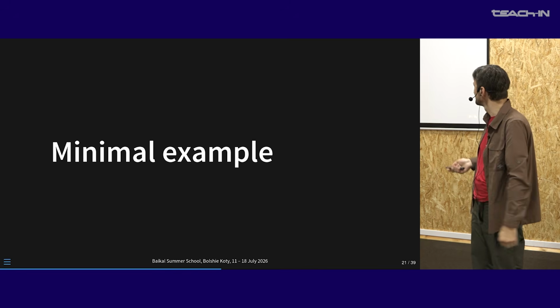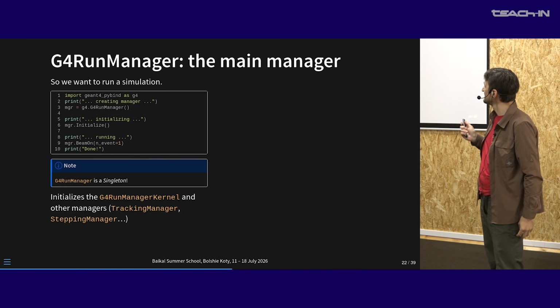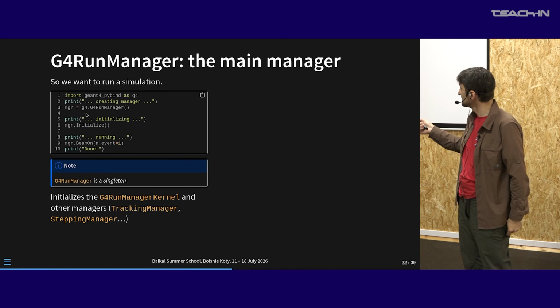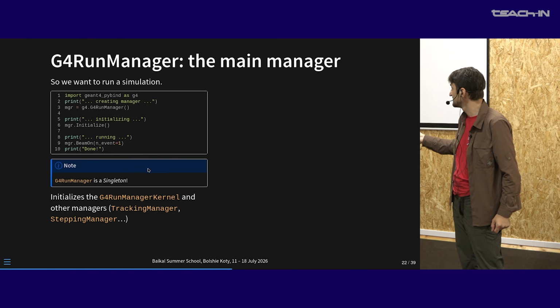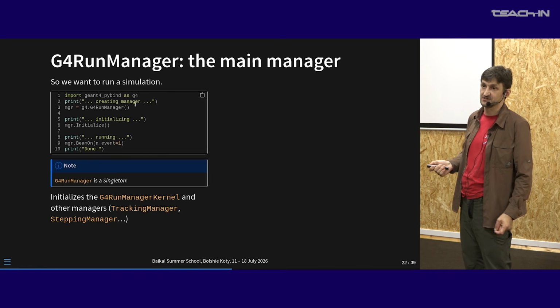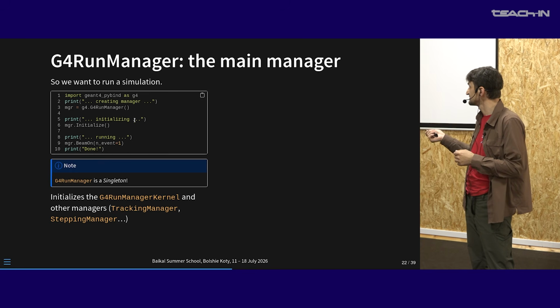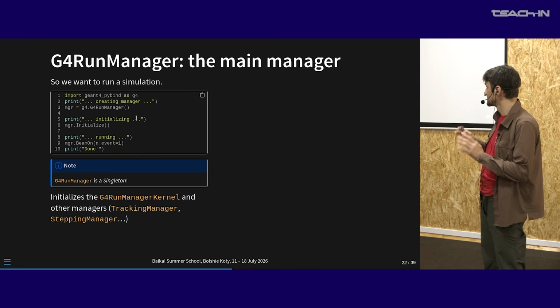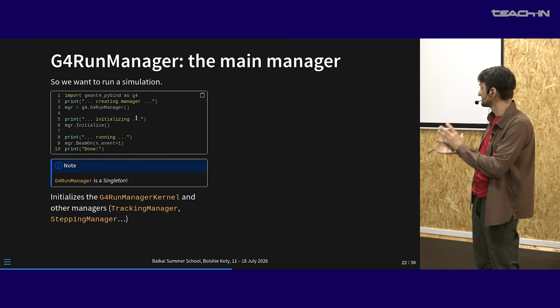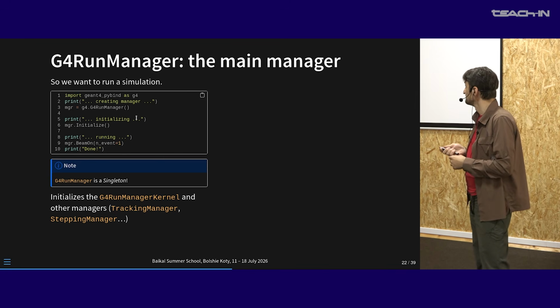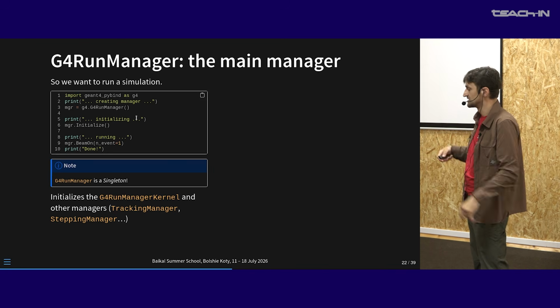So the main manager is called G4RunManager. We can create it, but as you remember, it's a singleton. It means that you cannot create it twice. In our case, if you try to create it twice, this will crash because it initializes the run manager kernel and other managers and so on and so on. So be careful. Or use the GetRunManager method.